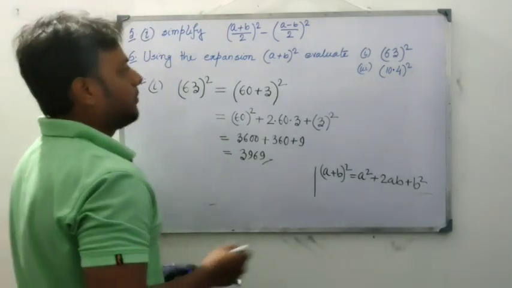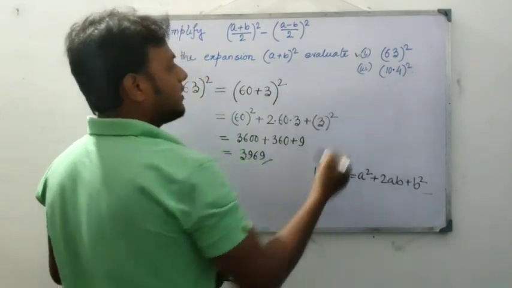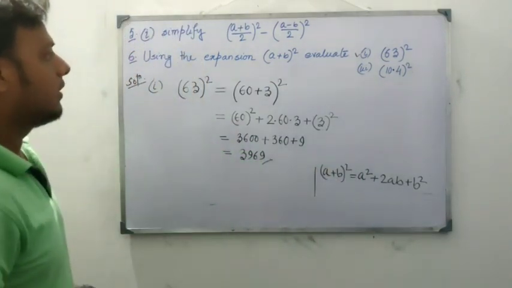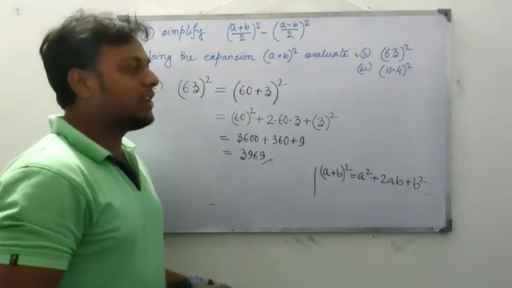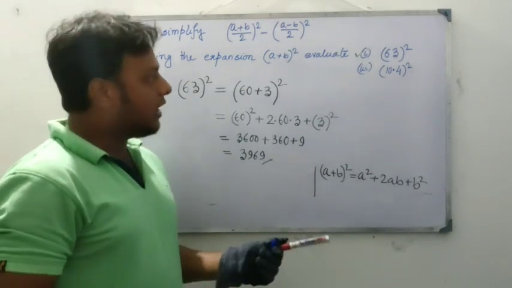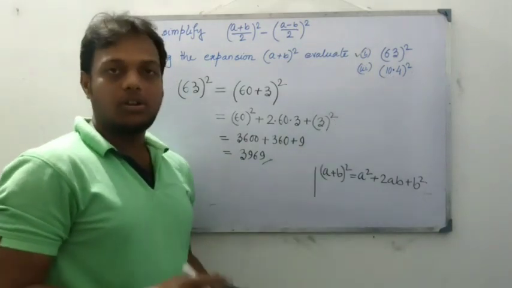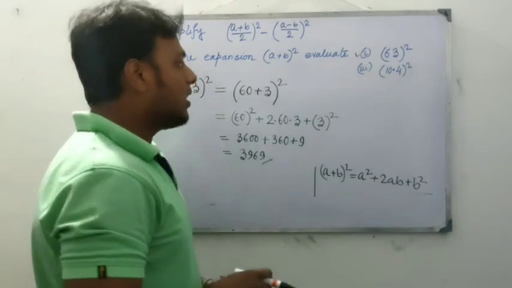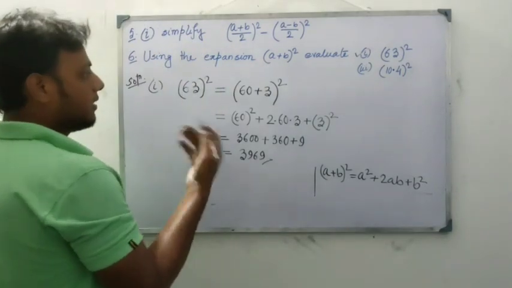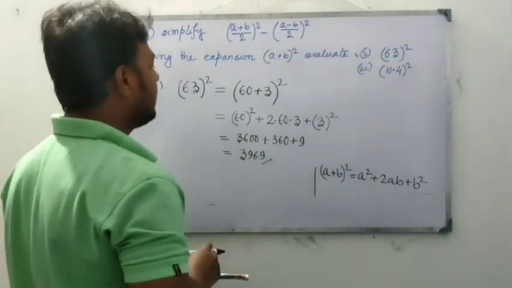Next, this one is done. Next, you have to compute the square of 10.4. Again we have to break this number 10.4 into two parts, so that we can easily use the previous concept.